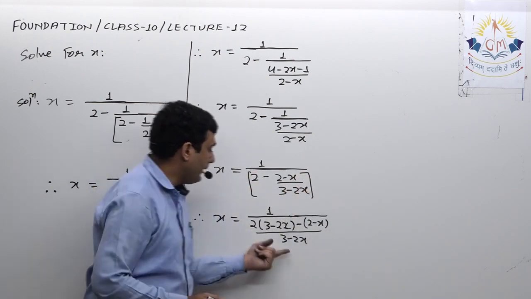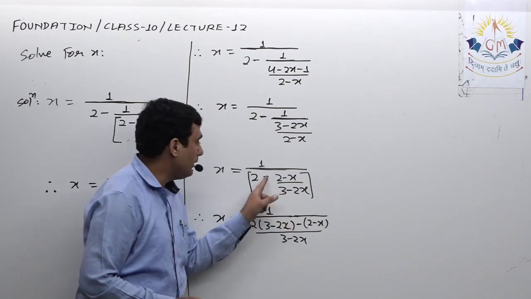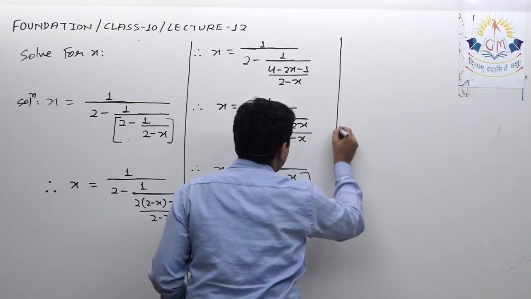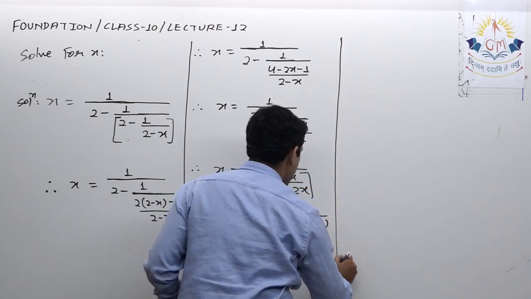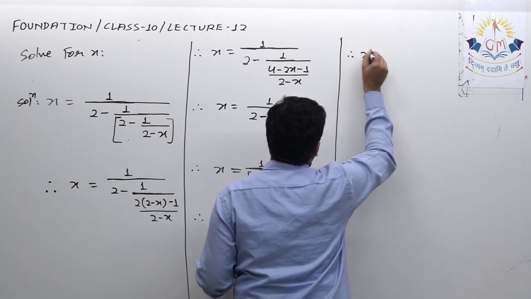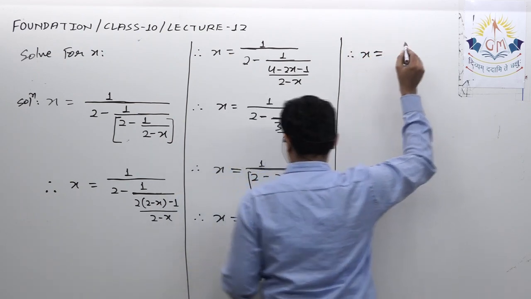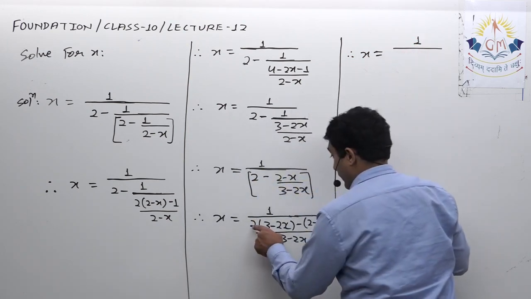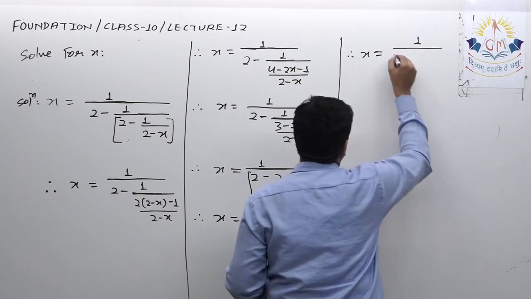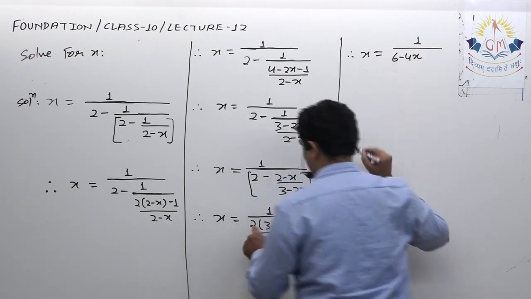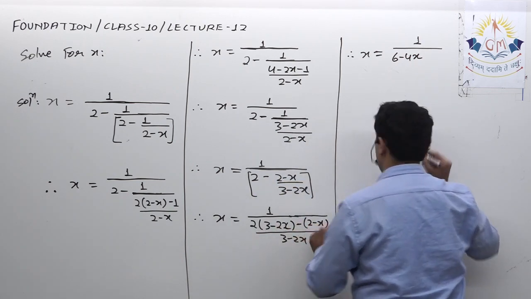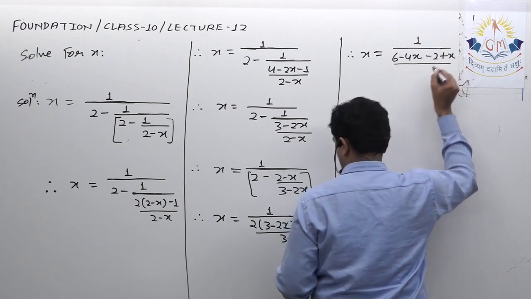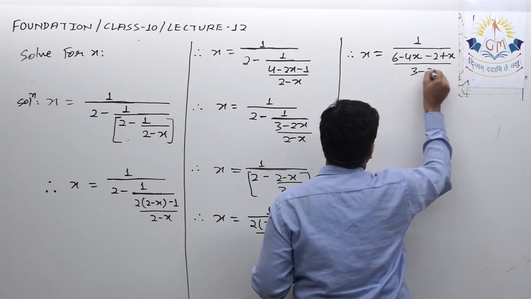Okay, so LCM is 3 minus 2x, 2 multiplied by 3 minus 2x minus this. Now in next step, therefore x is equal to 1 upon 6 minus 4x minus 2 plus x divided by 3 minus 2x.